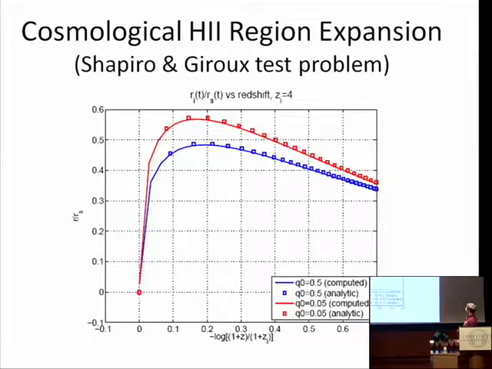Here's the cosmological H II region. It's funny, Dan chose to make the simulated results the solid curves, and the dots the analytic solution. It's the reverse of what you normally do. But anyway, we reproduce that beautifully.